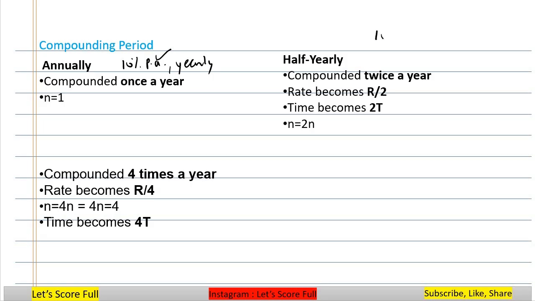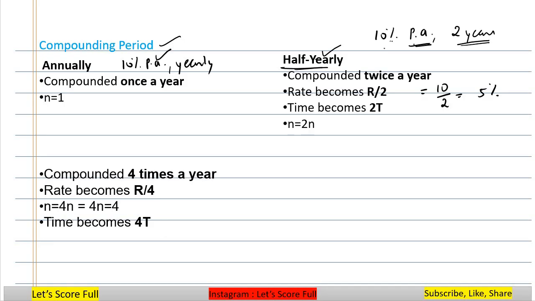Suppose the rate of interest is 10% per annum and the time period is 2 years, and it says the compounding is half yearly. What is given? 10% per annum for 2 years, but the compounding period is half yearly. It means if this is per year, then for half a year what will be the rate of interest? It is r by 2. Obviously, if for the year it is 10, for half a year I need to reduce it, that is 5%.